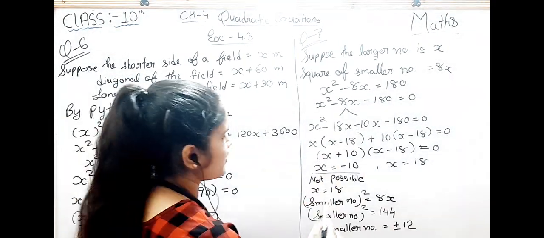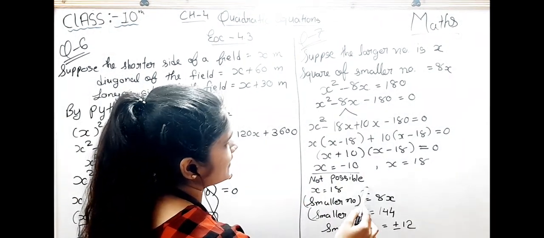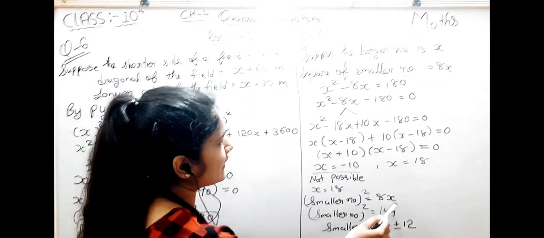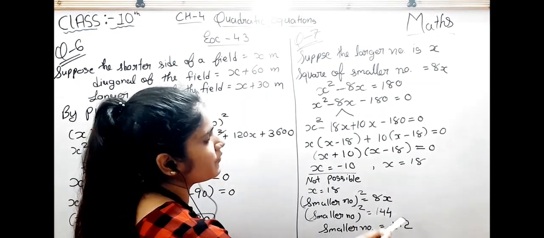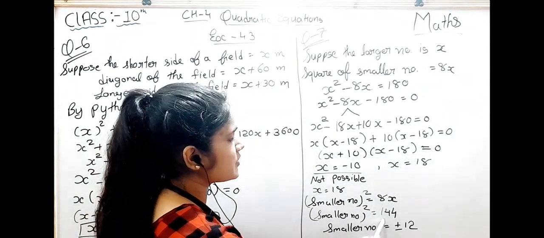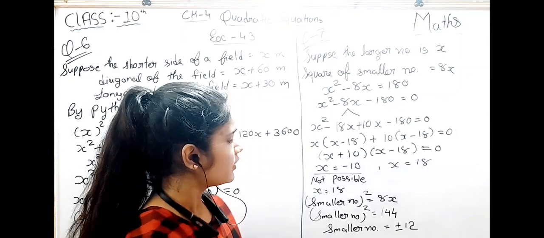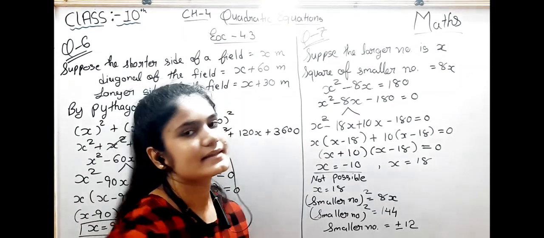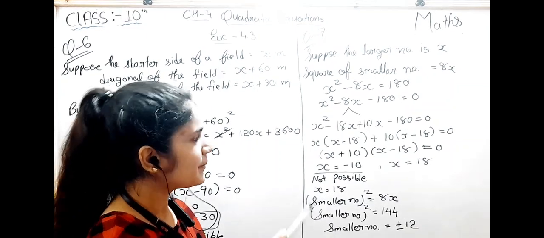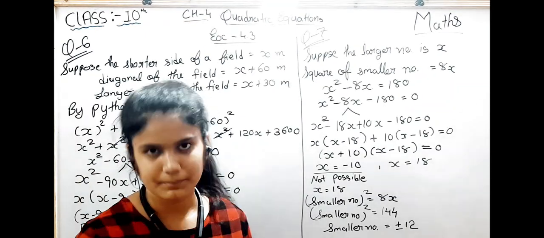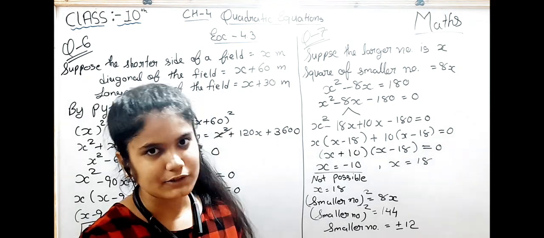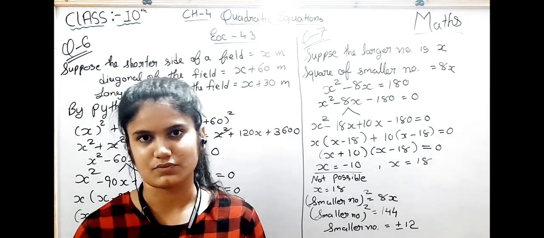Here we have taken the square of smaller number. Smaller number square is equal to 8x. So smaller number square is equal to 8 into 18, which is equal to 144. So smaller number is equal to under root 144. So it is equal to plus or minus 12. So here there are two possibilities. The larger number will be 18 and smaller number will be 12. Another is larger number will be 18 only, but smaller number can be minus 12.